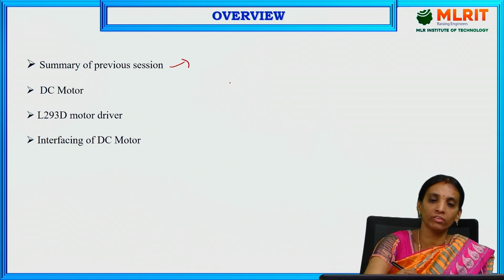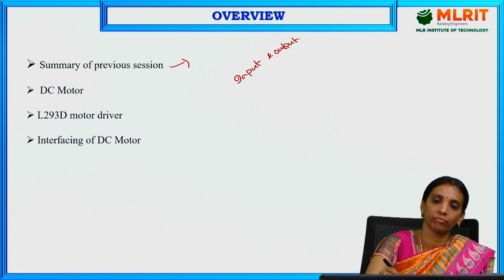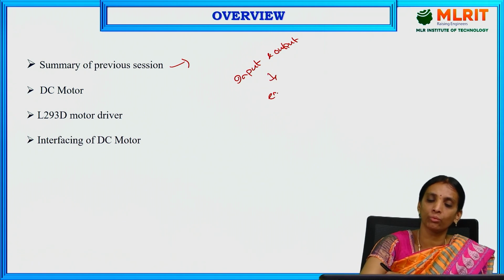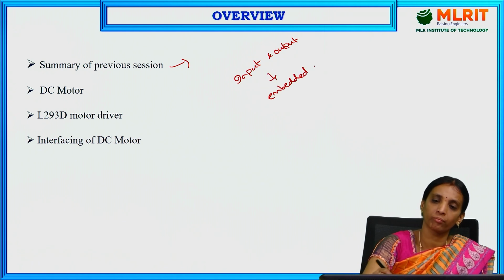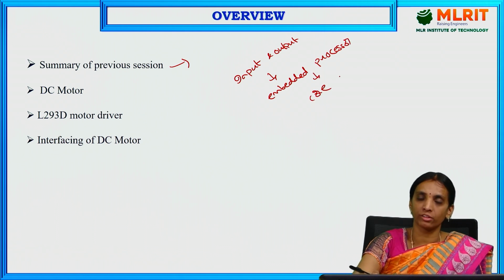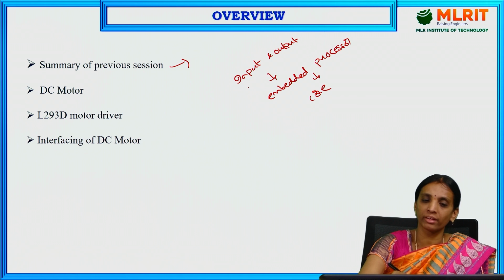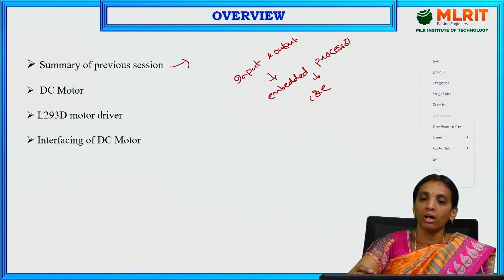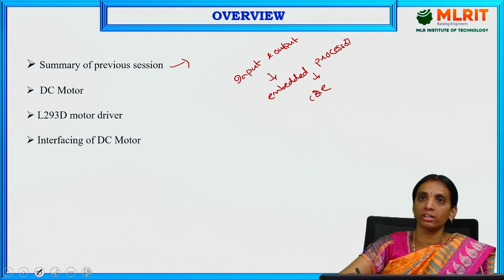In the previous session we discussed the input and output devices connected to our embedded processor, which is called the core of the embedded system. What are the different types of input devices, what are the different types of output devices, and how can we interface different devices with the microcontroller or embedded processor.